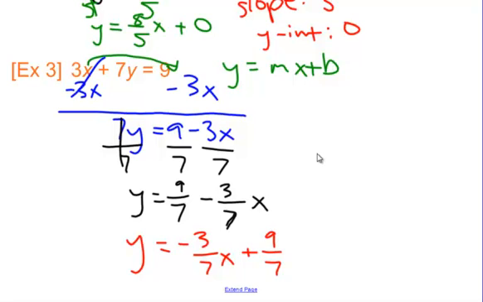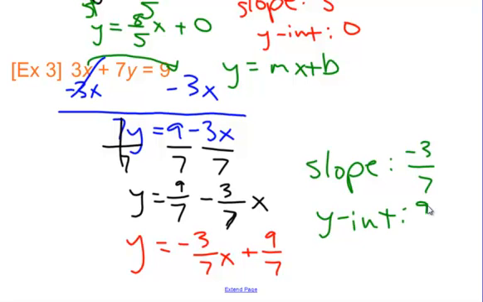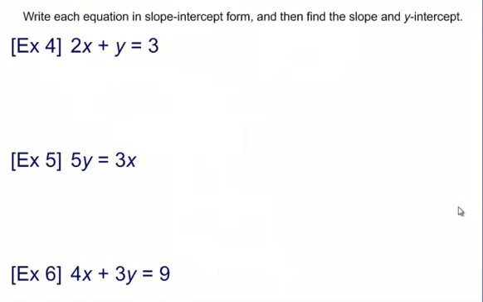So we need to identify our slope and our y-intercept. Our slope is negative 3/7. Our y-intercept is 9/7. Or you could say 1 2/7. Okay. Try numbers 4 through 6 on your own.